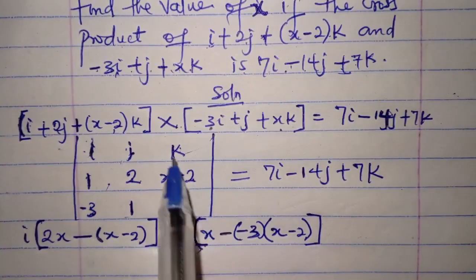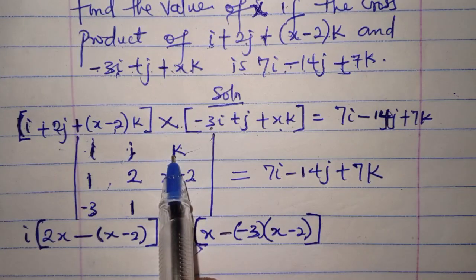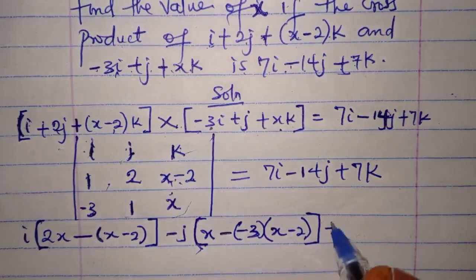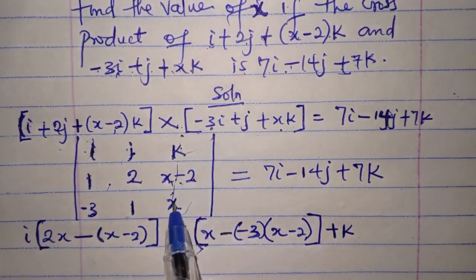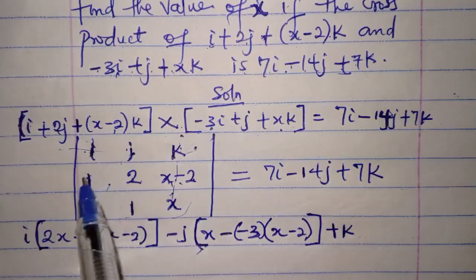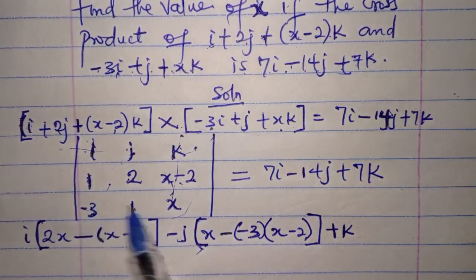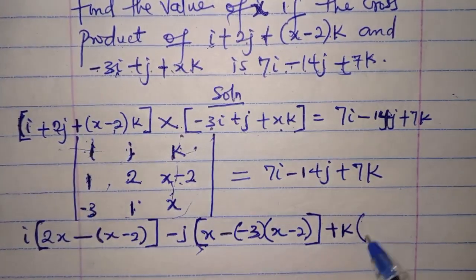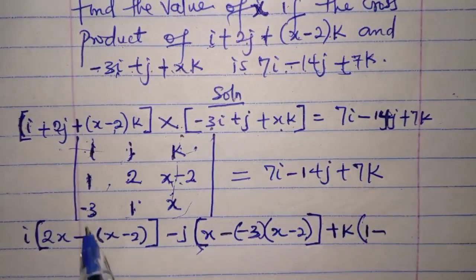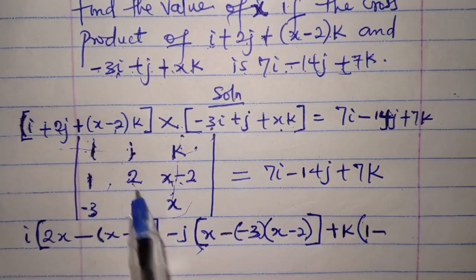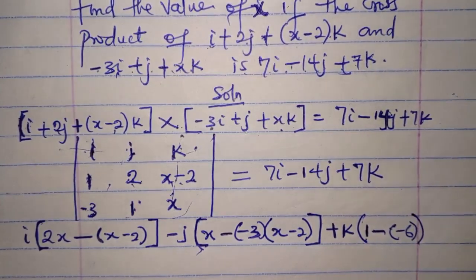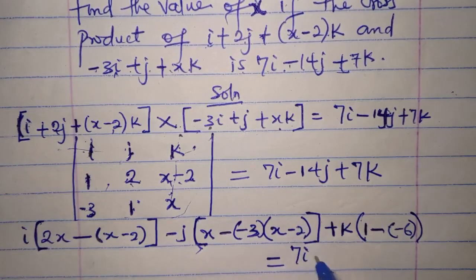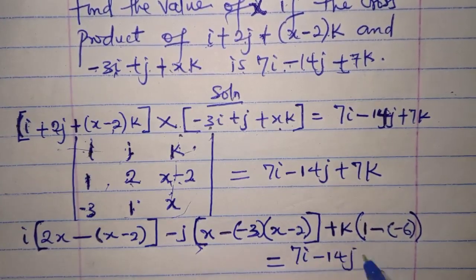Okay, then the last entry here, which is k, it has a plus. Okay, so eliminate this column of k, eliminate this row. We have 1, 2, minus 3, 1. 1 times 1 is 1, minus 3 times 2 is minus 6. Everything is equal to this, 7i minus 14j plus 7k.